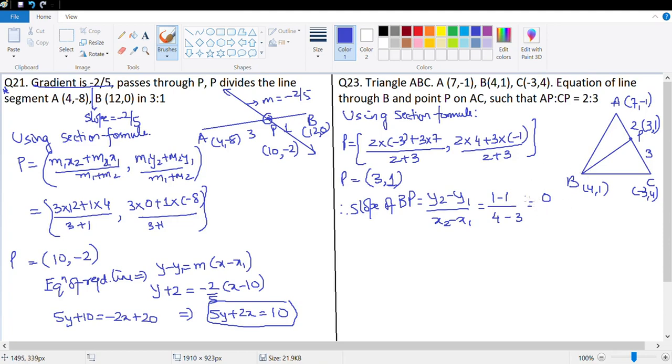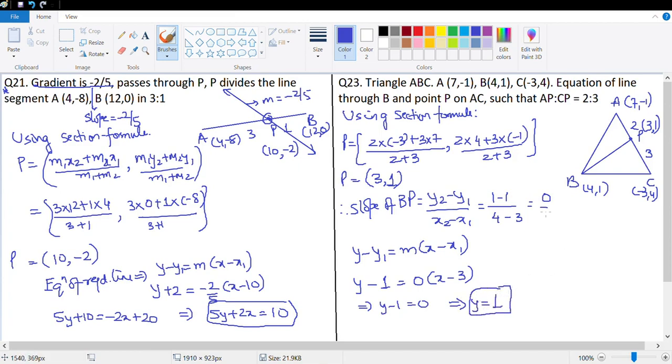Just for understanding, now y minus y1 is equal to m times x minus x1. y1 is 1, slope is 0, x1 is 3, which means y minus 1 is equal to 0, which means y is equal to 1. Yes, I told you the slope is 0, so this is basically the line that we are looking at. This is the line. Y is equal to 1. Perfect. So that brings us to the end of this exercise.